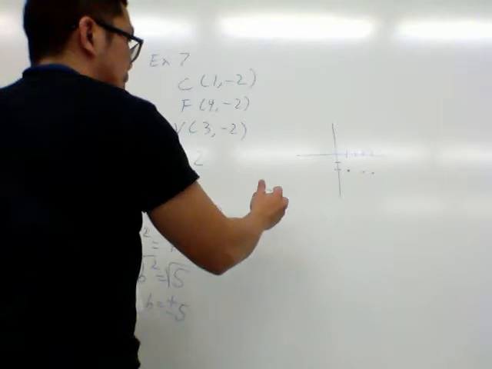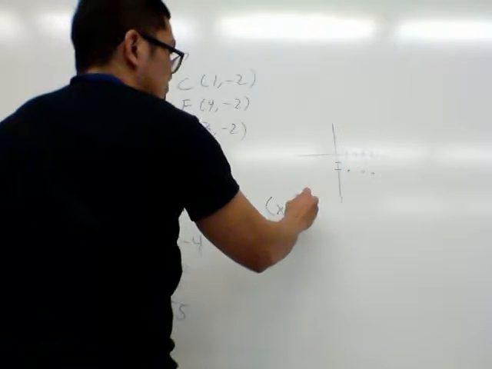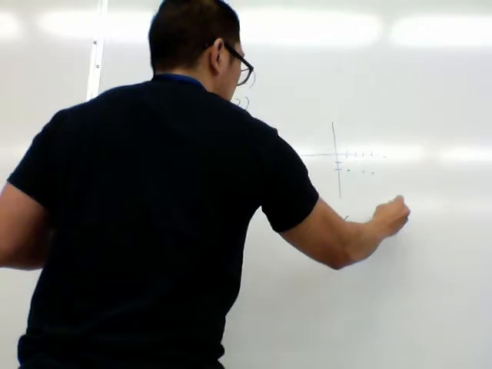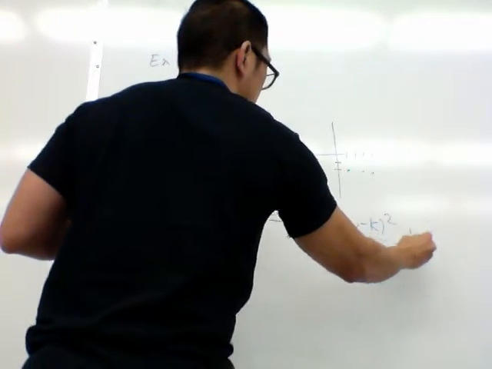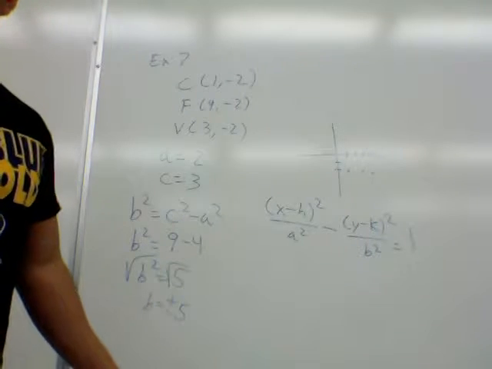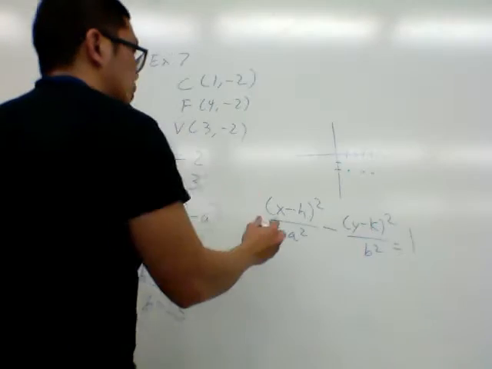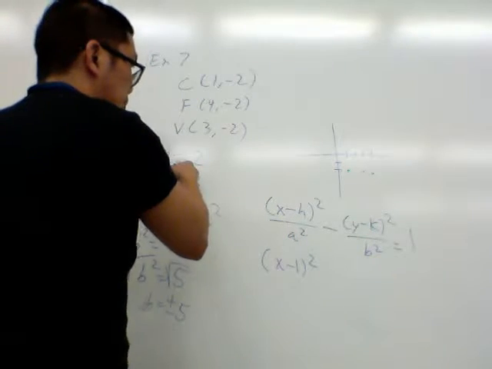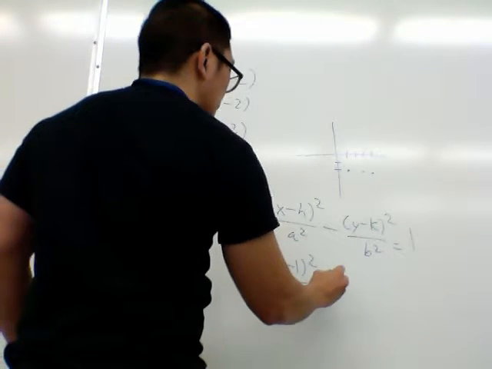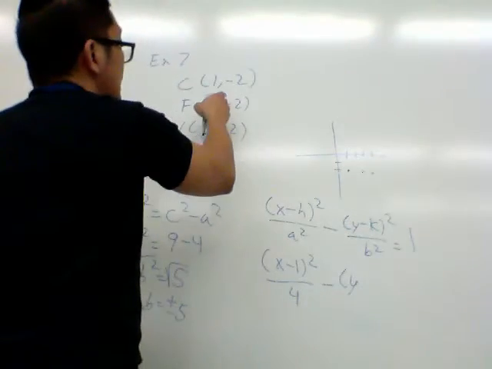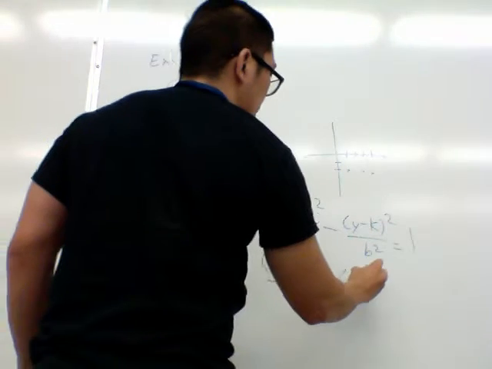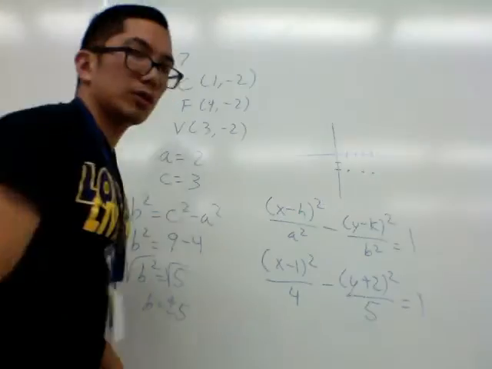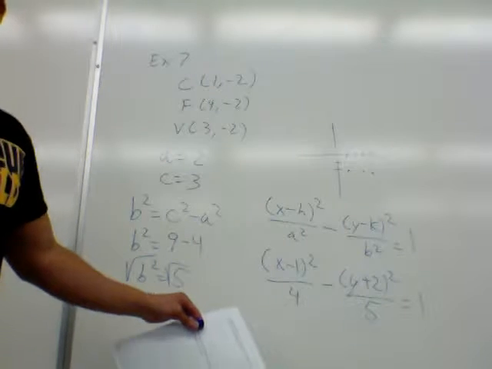Since it is parallel to the x-axis, the x goes first, so it's x minus h squared over a squared minus y minus k squared over b squared is equal to 1. And then I just plug everything that I know here. My center is at 1, negative 2, so this should be x minus 1 squared. My a is 2, so this is 4. This is minus y. My k is negative 2, so this becomes y plus 2. B squared is 5, and it's equal to 1. So that is my equation.